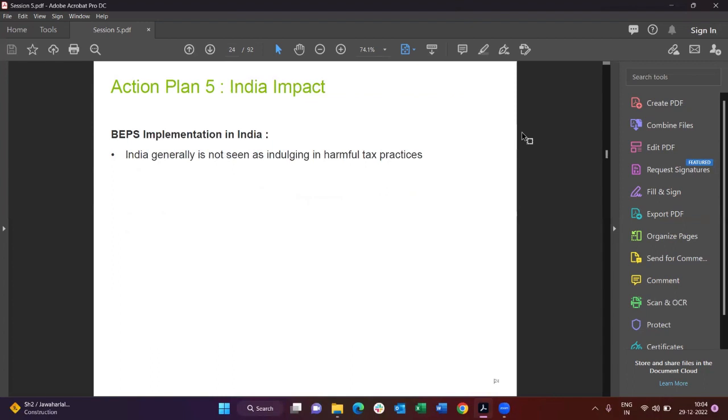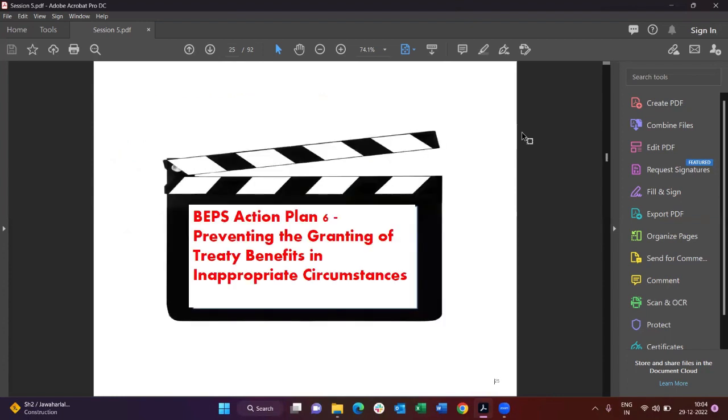So India generally is not seen indulging in harmful tax practices. Section 115BAA, 115BAB and all. That is not harmful, because it has only beneficial provisions with a set of stringent conditions involved with it. Any tax benefit we have always comes with stringent conditions along with it. We don't just give tax benefits simply to anyone. So it is not called harmful tax practices.